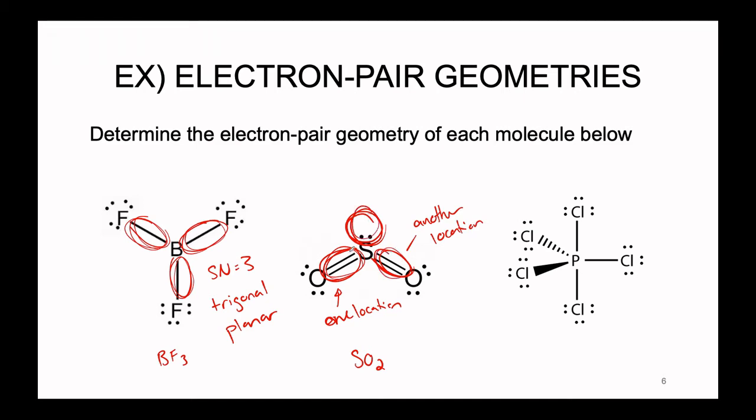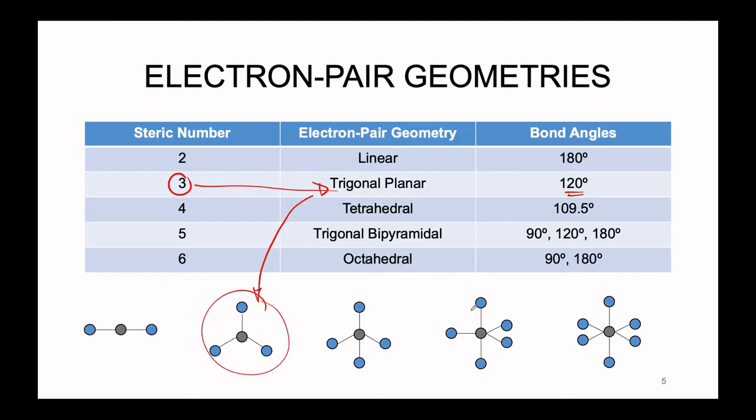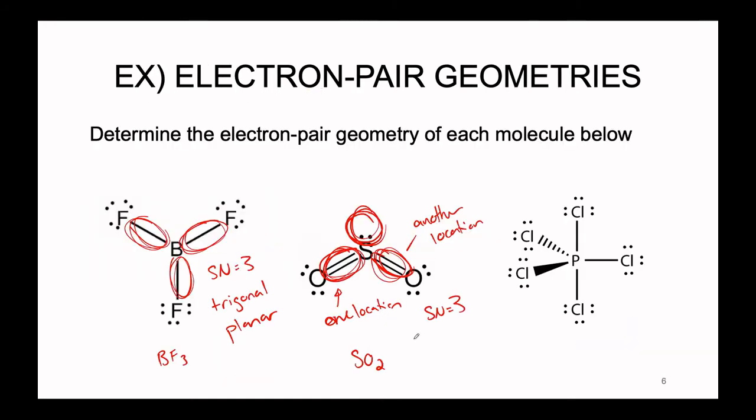We have circled 1, 2, 3 locations for where electron densities can be, where we can observe that they are. This means that our steric number for our SO2 is also equal to 3. And a steric number equal to 3, if we go back upwards, corresponds to the exact same geometry that we just observed for the BF3. We are looking at a trigonal planar electron pair geometry. So our steric number equal to 3 means that we have a trigonal planar geometry.